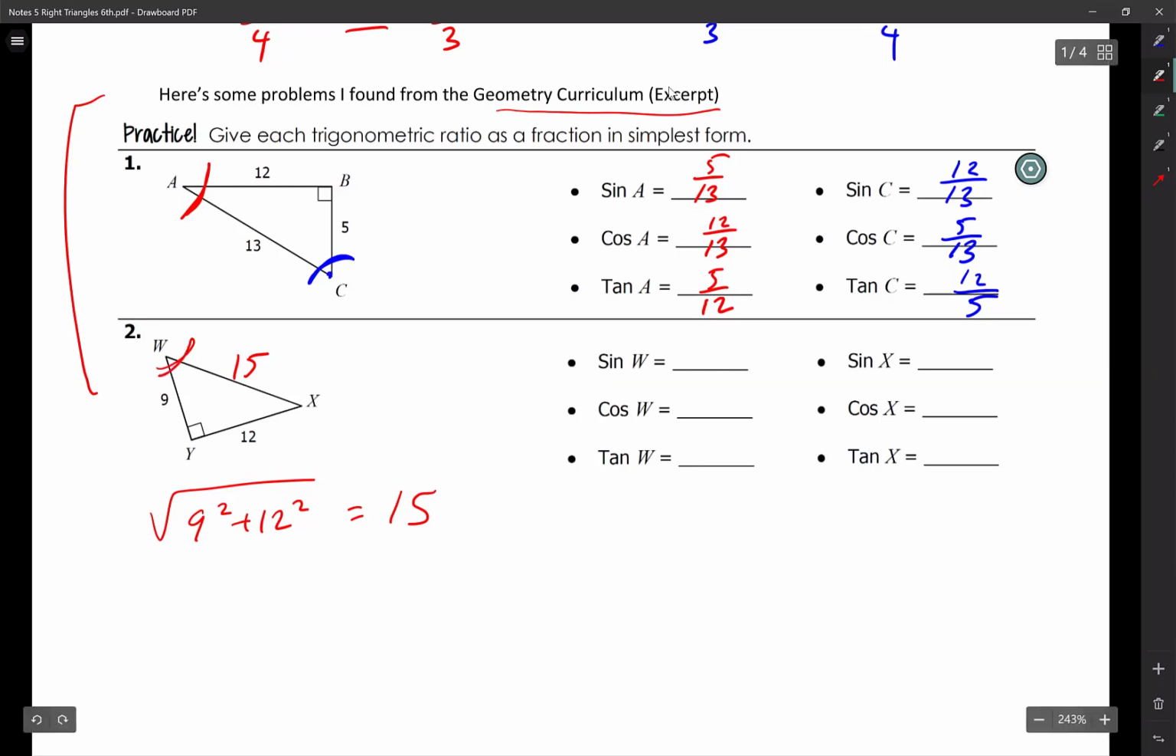Now this will reduce. So sine W, here's W there. So it's going to be 12 over 15. And 12 over 15 does reduce. Let's see, 3 goes into 12 4 times, and 3 goes into 15 5 times, so 4/5. Cosine W is adjacent over hypotenuse. So 9 over 15, that reduces to 3/5. And then tan W is 12 over 9, and that reduces to 4/3.